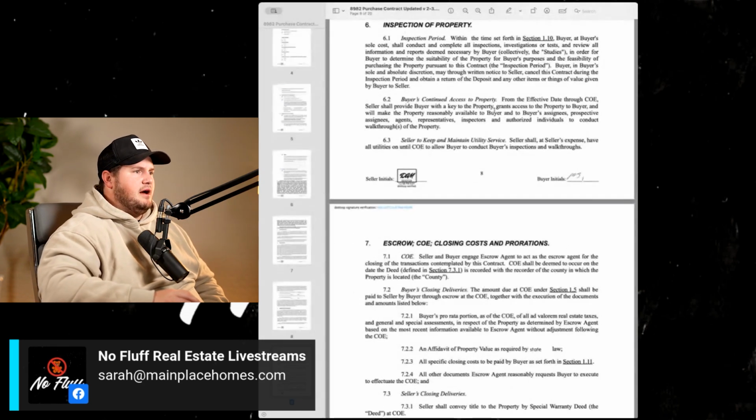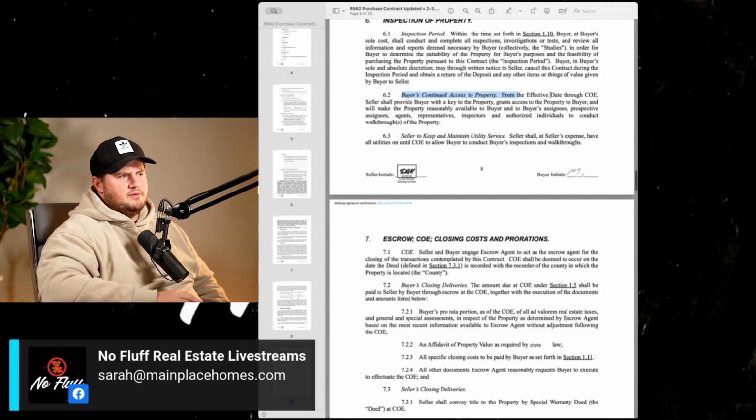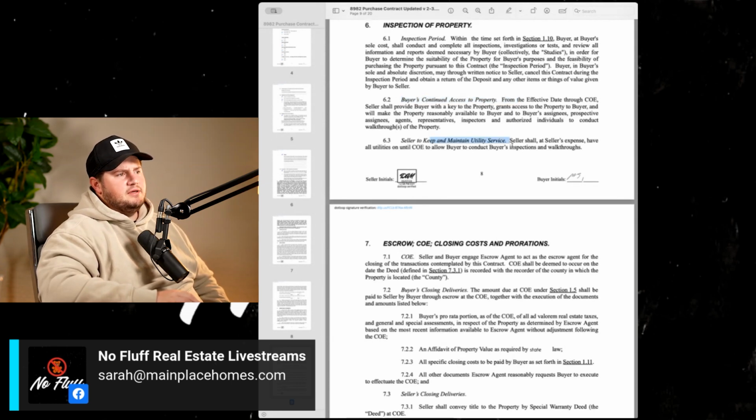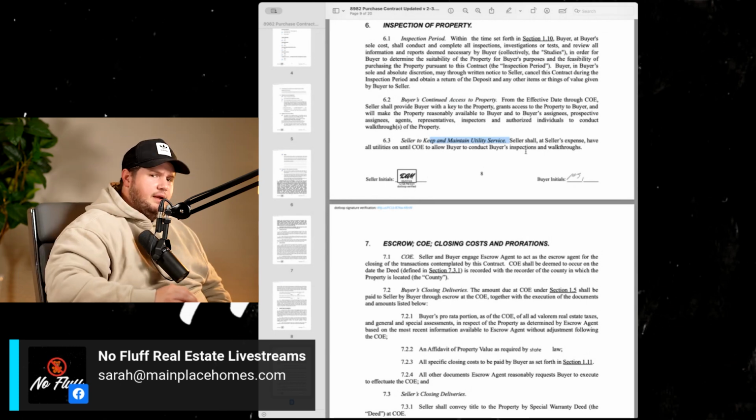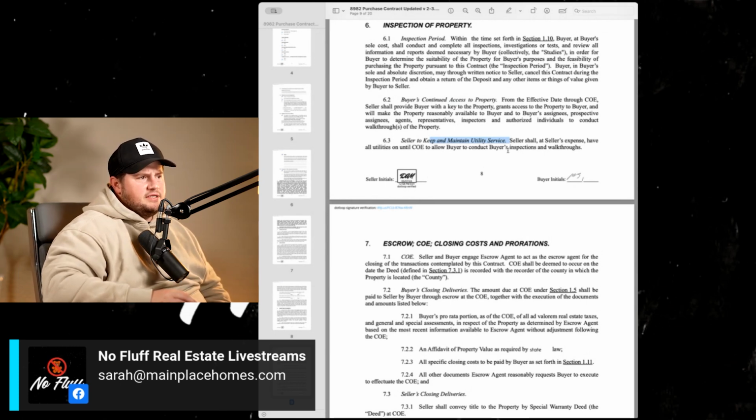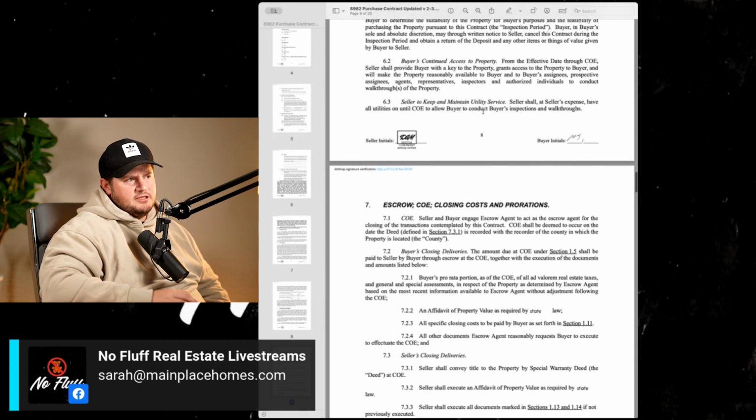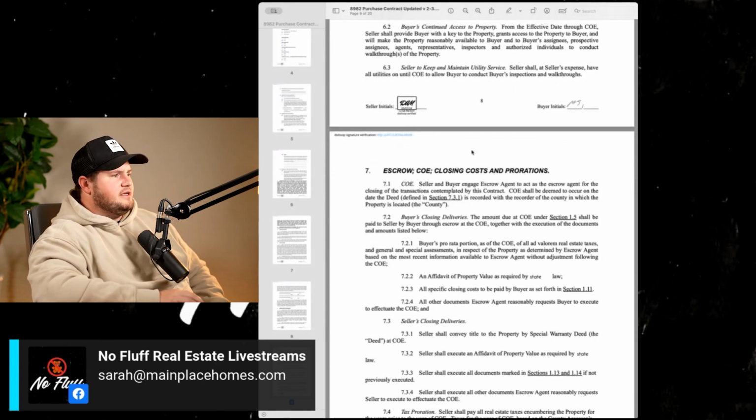Inspection of property. Obviously, this is our inspection period. We do our due diligence, and this line items that out. Sellers continue to give us access to the property from the effective date within reasonable time. Seller to keep and maintain utility service. So we need the power on, we need water on, so that we can do our inspections and stuff like that. So it's their responsibility to maintain that leading up to close of escrow.